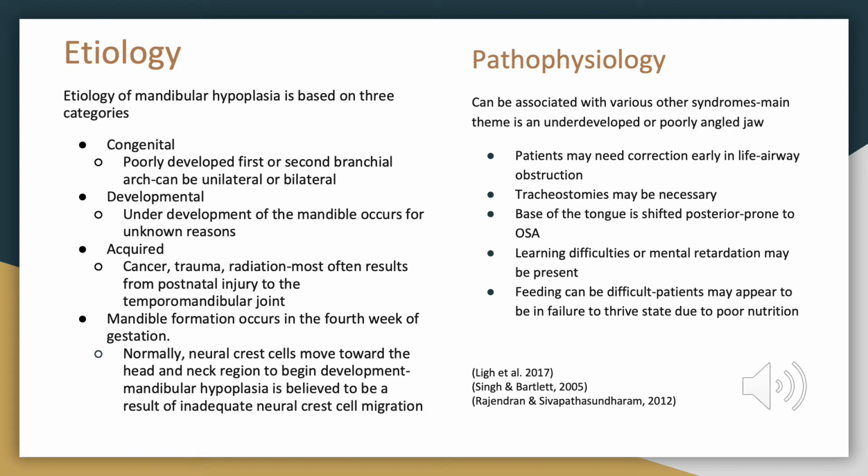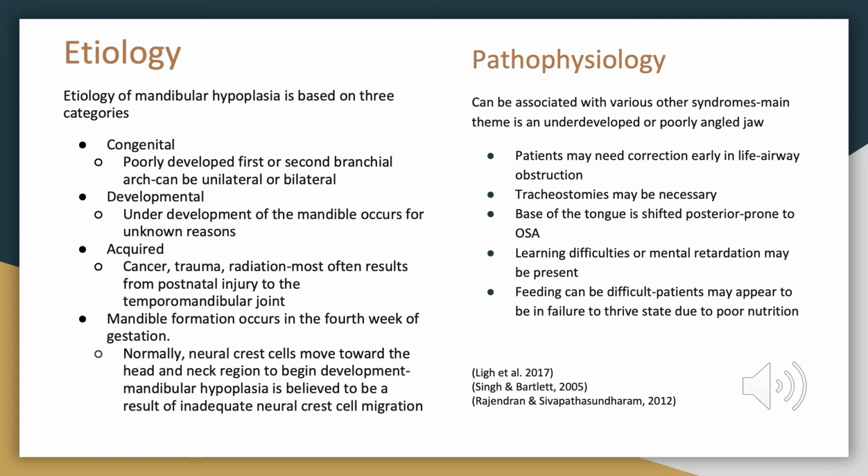It's important to note that mandible formation often occurs early into the fourth week of gestation. Normally, neural crest cells move towards the head and neck region to begin development, and mandibular hypoplasia is believed to be a result of inadequate neural cell migration during this time.